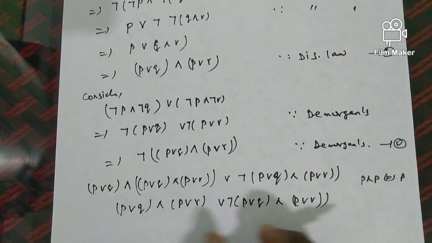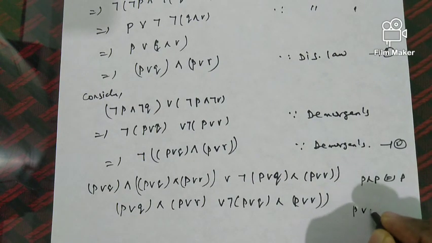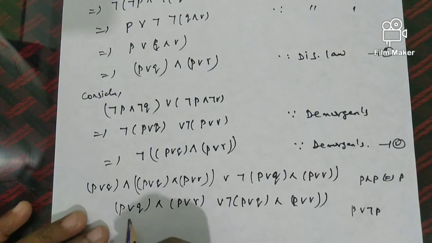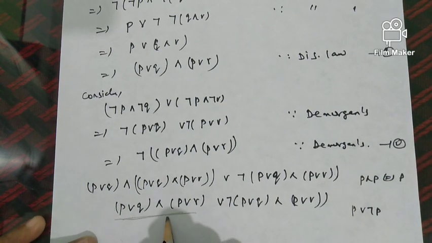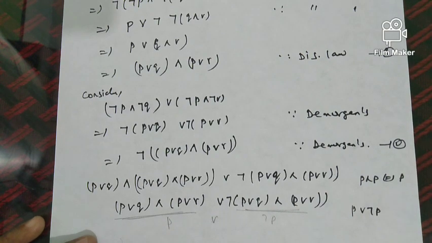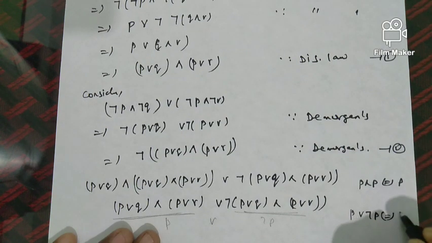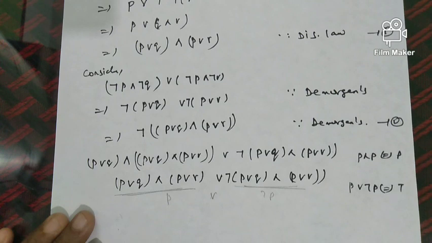Okay, P or negation P. This is of the form P or negation P. You have to treat the whole term as a P, and this is the negation of P. So this is of the form P or negation P. P or negation P is equivalent to what? Equivalent to true.